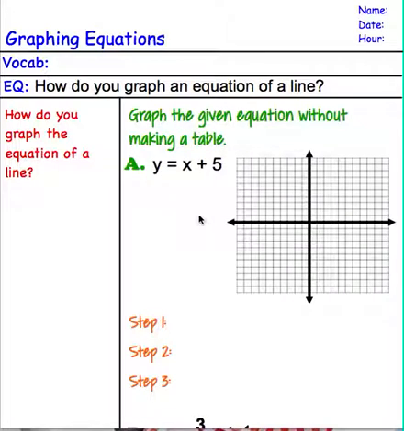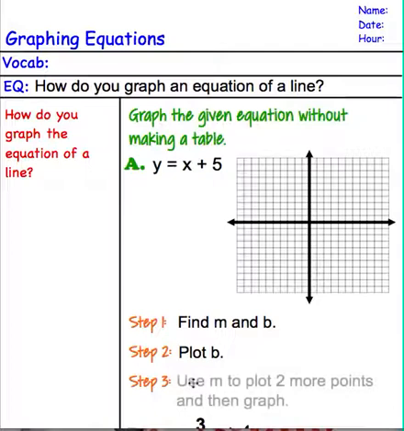Now we're going to start out today by picking up with the last concept that we learned yesterday, which is being able to graph an equation that's given to us without making a table, by being able to read the equation. To review our steps from yesterday: step 1 is to find our m and our b, or our slope and our y-intercept. Step 2 is to plot our b, or y-intercept, and finally use our slope to plot 2 more points and then graph it.